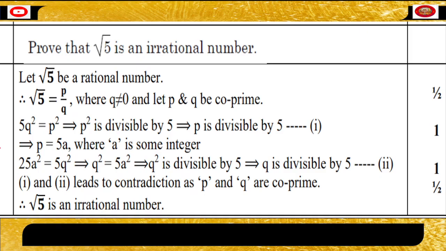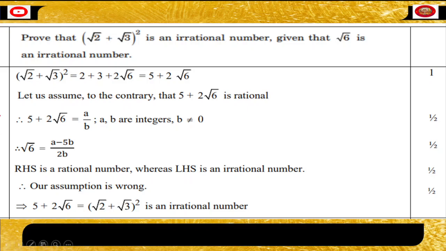Next, prove that root 5 is an irrational number. It is the same as root 3. Understand, students? Next question. Prove that root 2 plus root 3 whole square is an irrational number, given that root 6 is an irrational number.